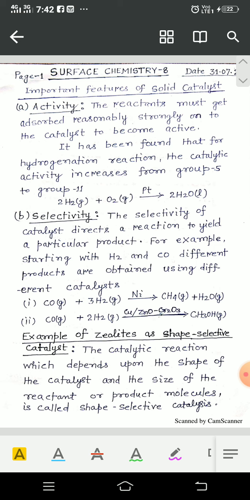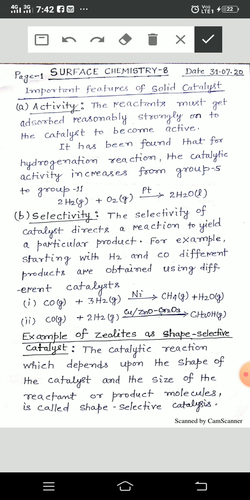Activity. First of all, it is activity, means the catalyst must be active, means the reactants must get adsorbed reasonably strongly onto the catalyst to become active. It has been found that for hydrogenation reaction, the catalytic activity increases from group 5 to group 11. So this is about the example of activity.